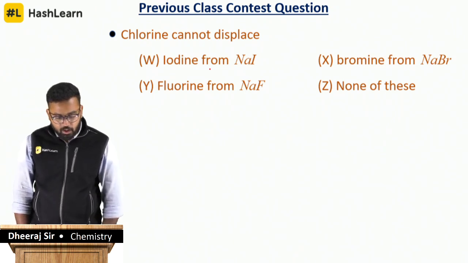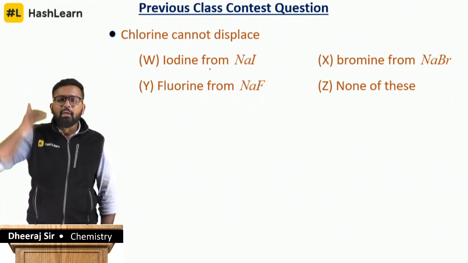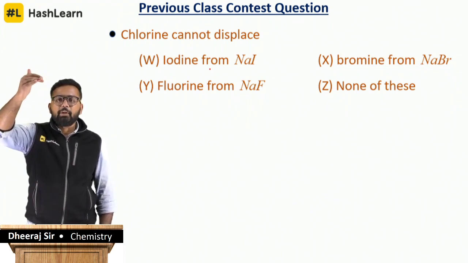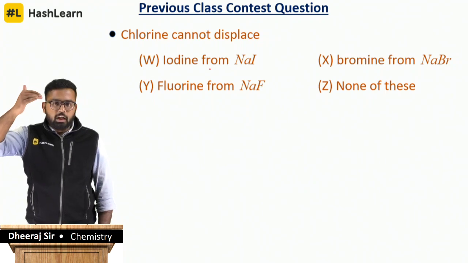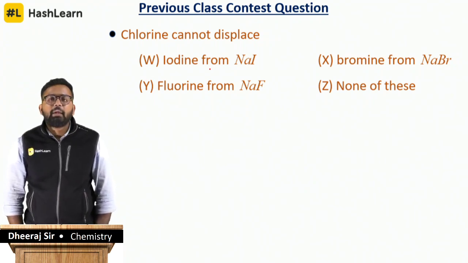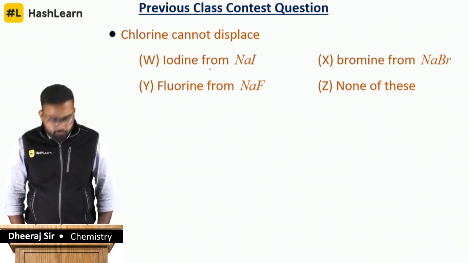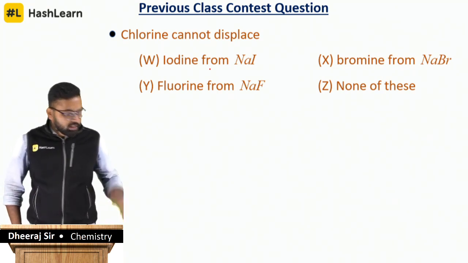That is, chlorine cannot displace fluorine from NaF, whereas as I move down the group, the element which is above in the periodic table will be able to replace the element which is below, but the element which is above will not be able to be replaced by the element which is below. So Peru gives us the right answer.